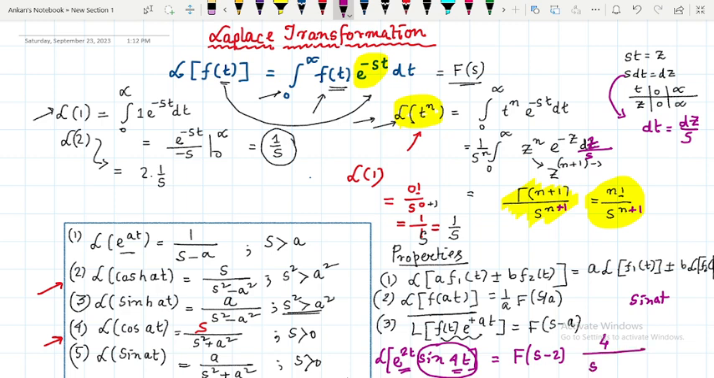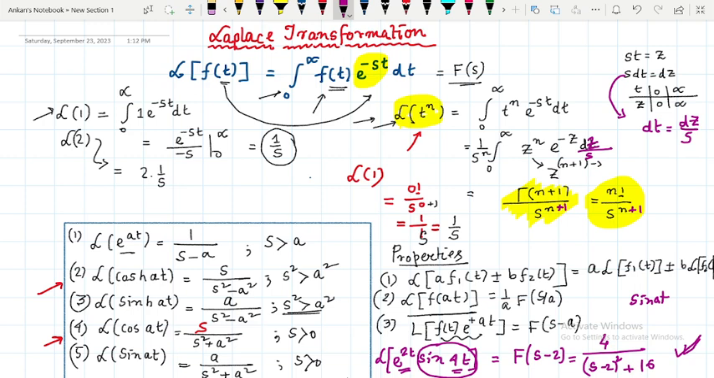So a by s square, sorry, plus a square, which means 16. Now F of s becomes this, a by s square plus a square, but here F of s minus 2 is required, so here we put s minus 2. So this will be the Laplace transform of this.